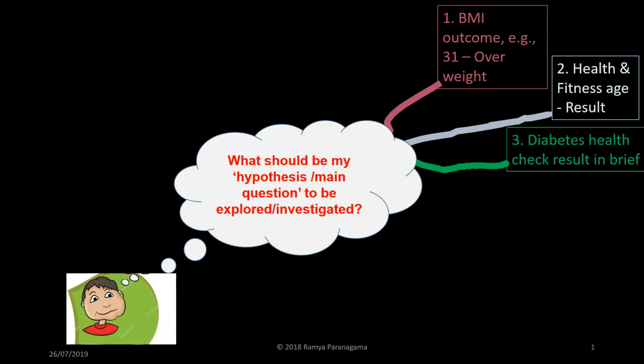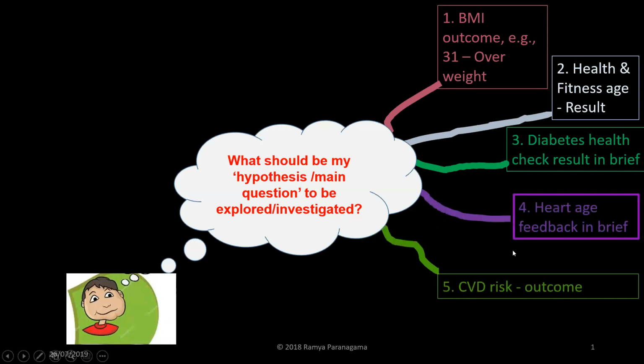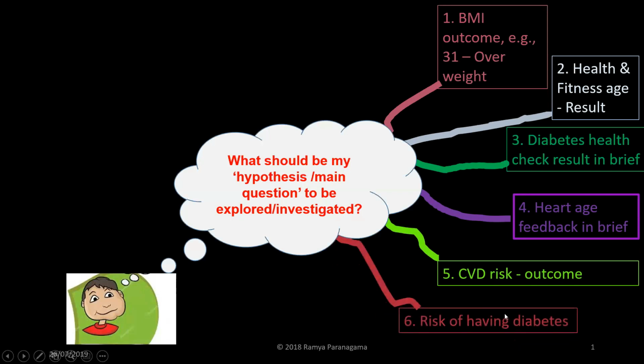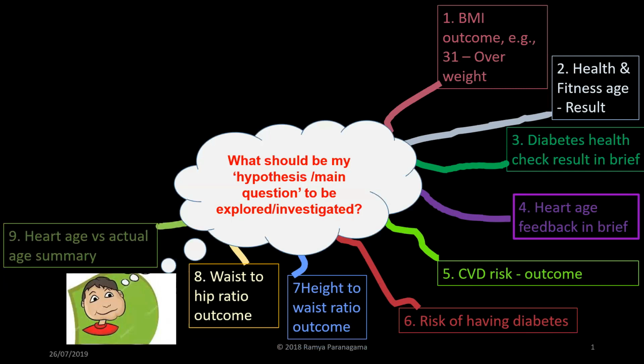You will do the same procedure as what you did for 1, 2, and 3 with number 4, heart age feedback. Number 5, cardiovascular disease risk. CVD stands for cardiovascular disease. Number 6, risk of having diabetes. Number 7, height to waist ratio outcome. Number 8, waist to hip ratio outcome. Number 9, heart age versus actual age.